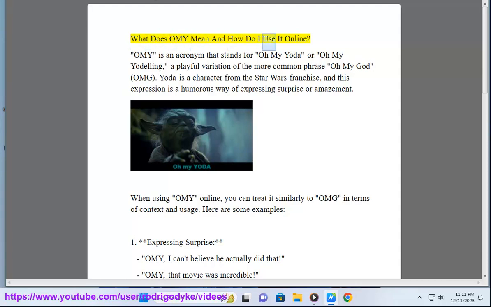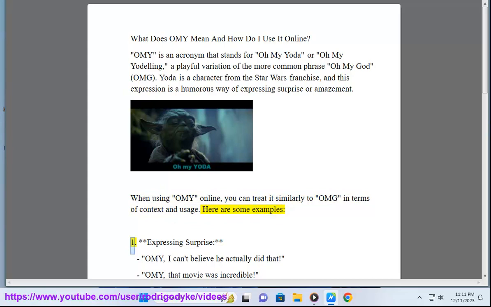What does OMY mean and how do I use it online? OMY is an acronym that stands for Oh My Yoda or Oh My Yodeling, a playful variation of the more common phrase Oh My God, OMG. Yoda is a character from the Star Wars franchise, and this expression is a humorous way of expressing surprise or amazement. When using OMY online, you can treat it similarly to OMG in terms of context and usage.